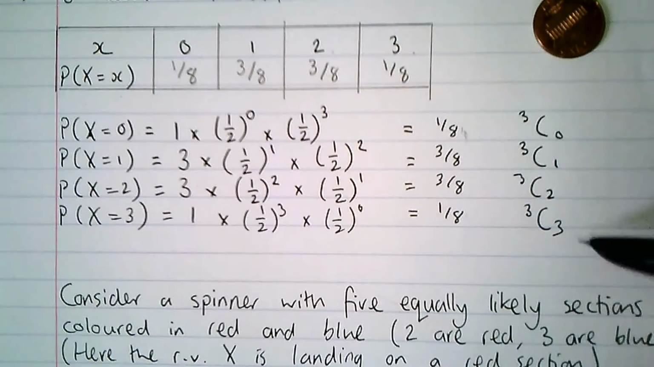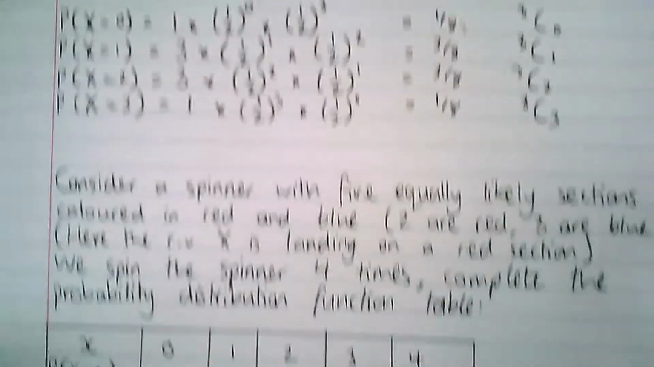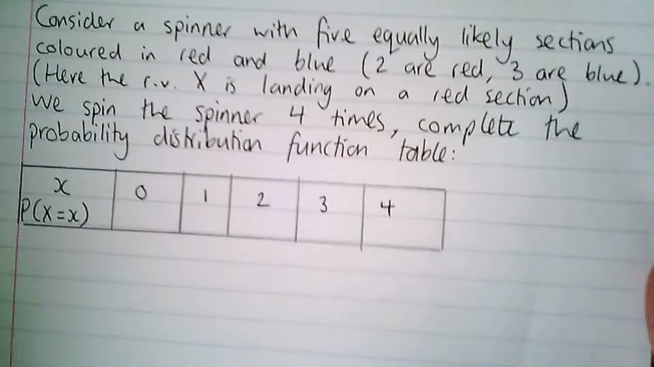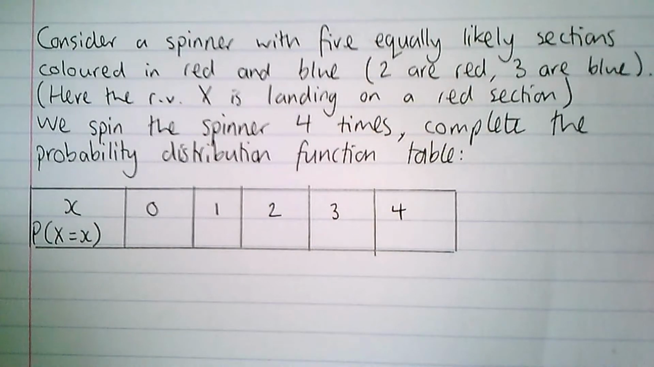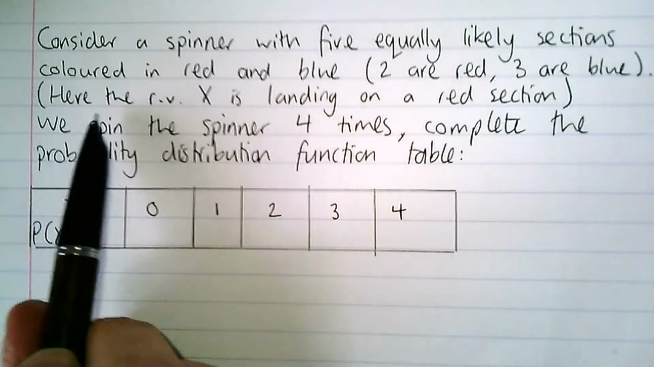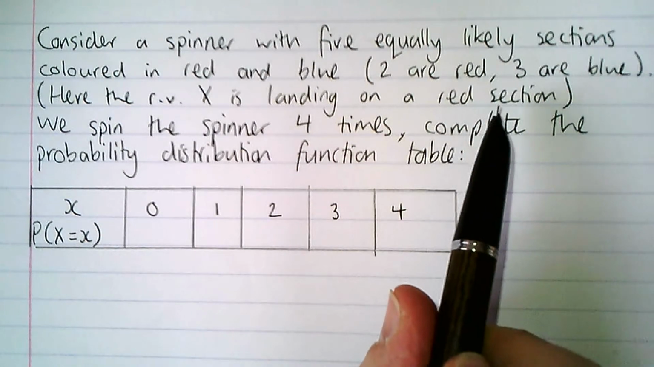So we're going to use this fact here and the practice that you've been getting in the previous exercises to help us with this next question. So I'm just going to shuffle that down a bit. There we go. Right, so this one here, we're going to consider a spinner with 5 equally likely sections. They're coloured red and blue. So 2 of them are red, 3 of them are blue. Here we're going to say that the random variable x is landing on a red section. So for us, success is landing on a red section.